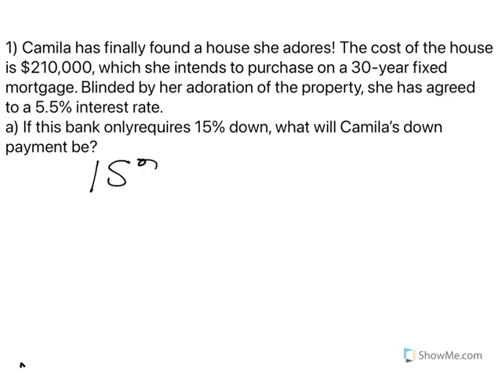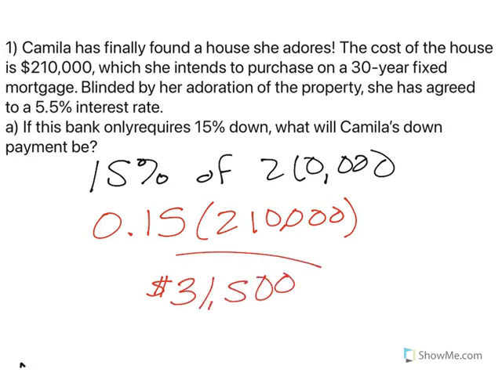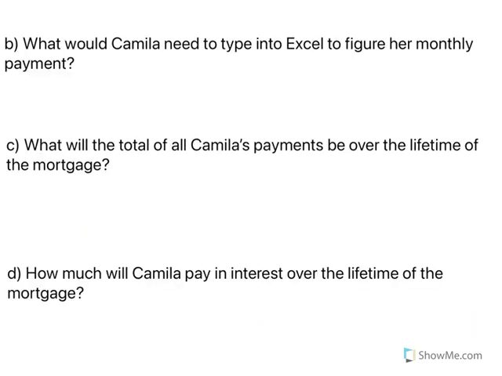So we're talking 15% of the purchase price. So 0.15 times $210,000 gives me a down payment of $31,500. So that's the down payment, right? Chump change. We all have that in our pockets. All right, so that's what she's paying down payment. What does she need to type into Excel?